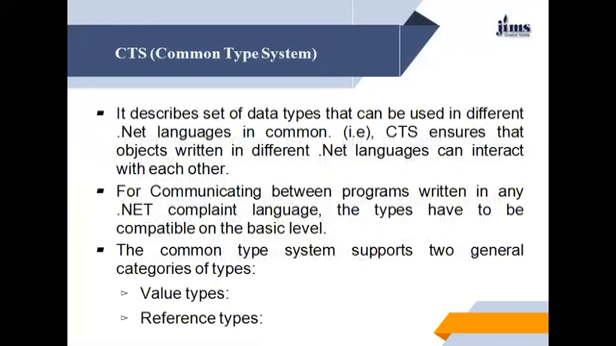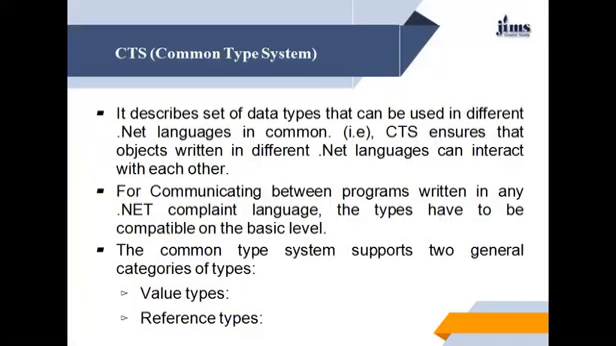It describes a set of data types that can be used in different .NET languages in common. This is the CTS, Common Type System. It describes a set of data types that can be used in different .NET languages in common. So CTS ensures that objects written in different .NET languages can interact with each other. .NET provides the facility for interaction between different languages, so there is a need for a Common Type System. That is why the CTS was introduced in .NET, so that these languages can interact with each other.